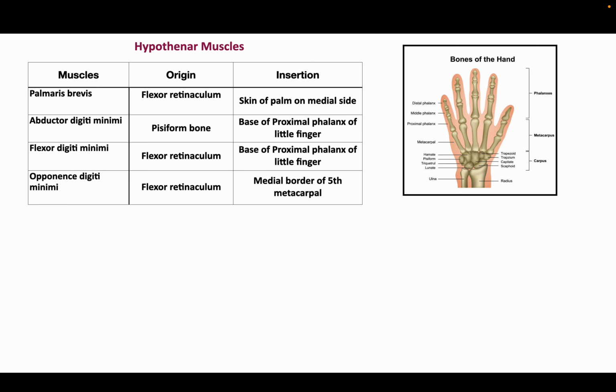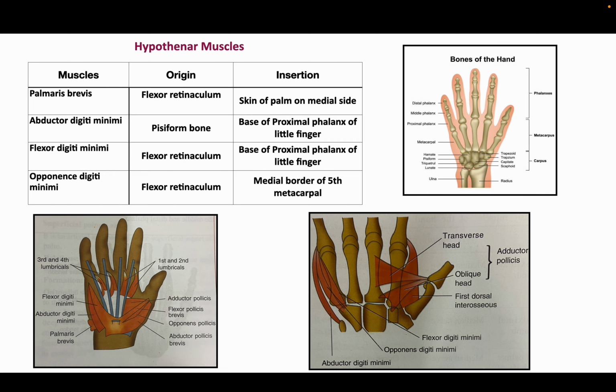Coming to the hypothenar muscles, these are the four muscles. You can see the majority of the muscles get origin from the flexor retinaculum, except abductor digiti minimi, which has additional origin from the pisiform bone. So this is the origin of the hypothenar muscles, and palmaris brevis inserts into the skin of the palm on the medial side. So when the cupping is formed with the hand, wrinkling appears on the hypothenar eminence. That wrinkling is because of the palmaris brevis.